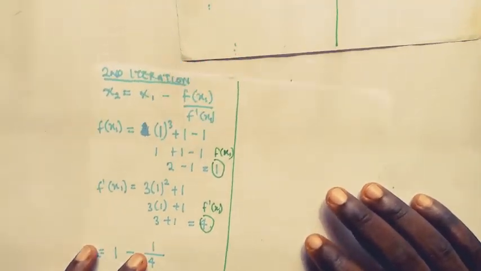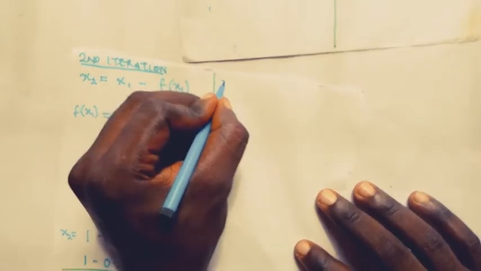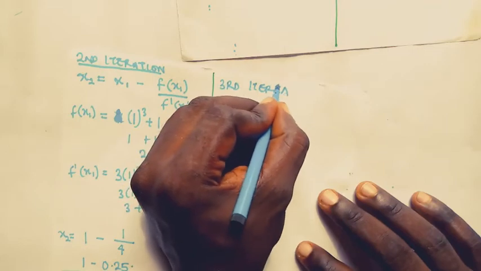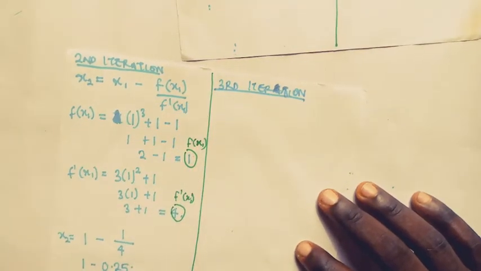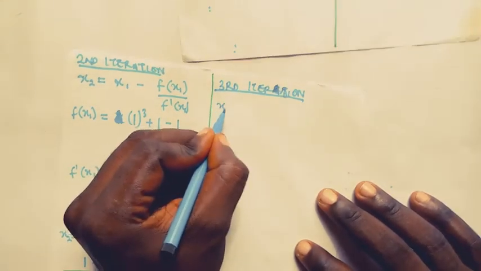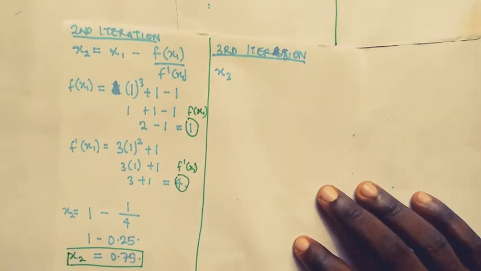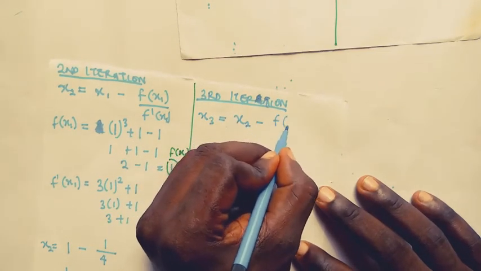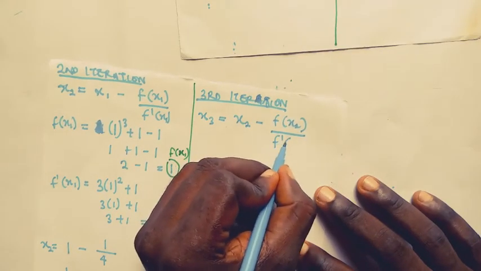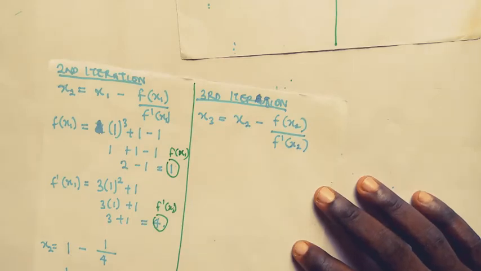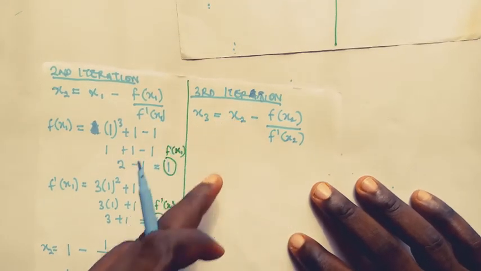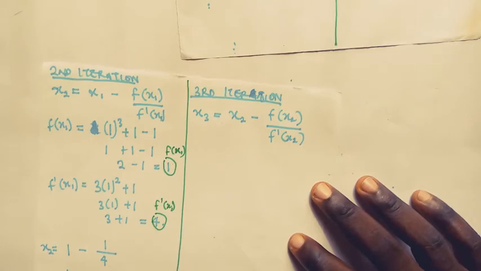So I quickly fix that into my value table, 0.75. Without wasting much time, I go for the third iteration. And that is where I'm going to find my x3, using the value of x2 that I got in the second iteration. So my x3 is going to be derived using x2 minus f of x2 divided by f prime of x2. Notice how I'm using the previous approximation to derive the next approximation. So that is what we call an iterative method. That's what we call iterations.